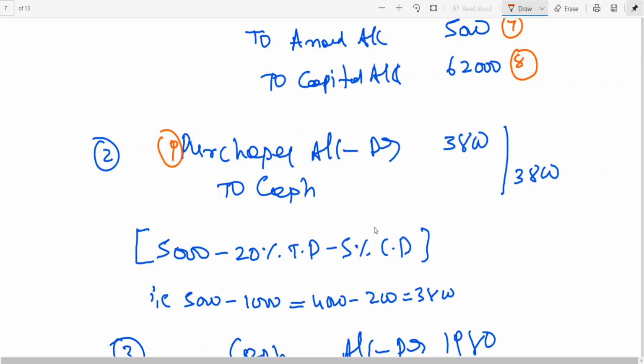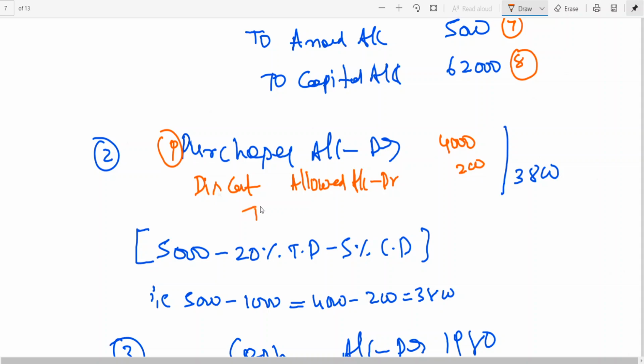Here, a small correction I wish to make. For cash discount we should record, I slipped this at the time of explaining, purchase account debtor. Clear to all of you? Don't allow this.